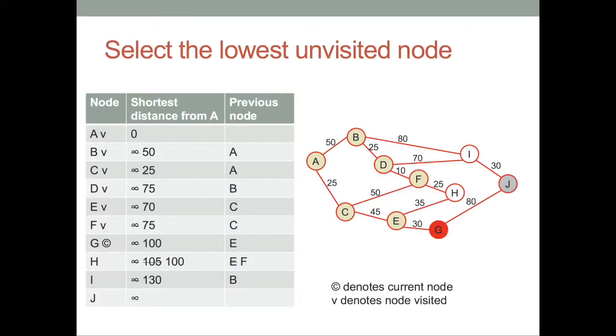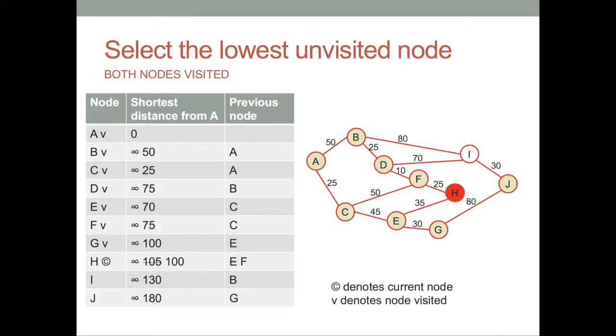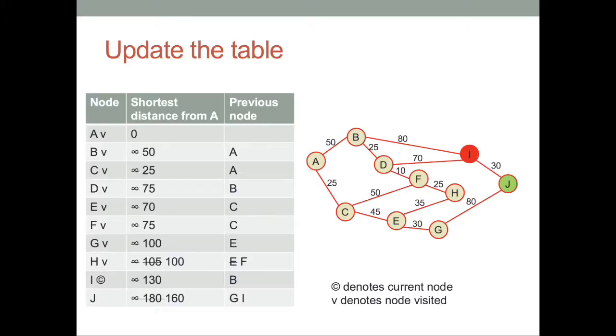Moving on, the only calculation to do from G is to the destination node J. This gives us a value of 180, which is entered into the table before G is marked as visited. Now H is the current node. All nodes are visited, and so there are no calculations to be done. Moving on to I, we can calculate that the new distance to J of 160 is less than the existing 180. We need to update our table. We haven't actually finished, as we must still visit J. We visit J, and our calculations are complete.